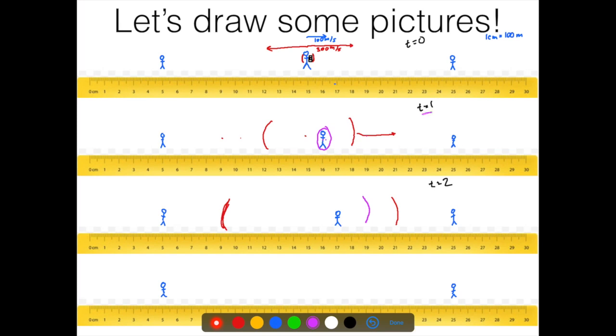Then from 16, it'll go 1, 2, 3 to the left, which will put him right at 13. Okay, so that's the second one. We'll be right here at 13. All right, and that's time 2. All right, we're going to go 1 more second just so you can see clearly what's going on here.